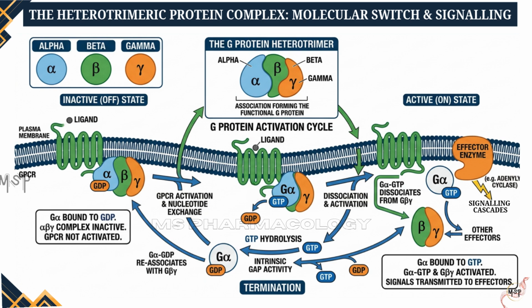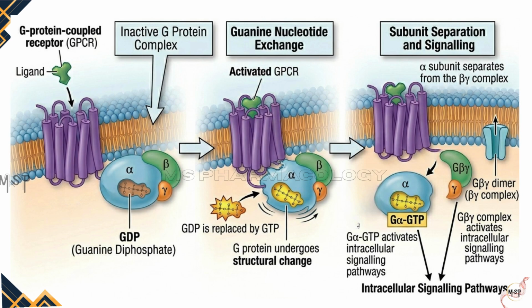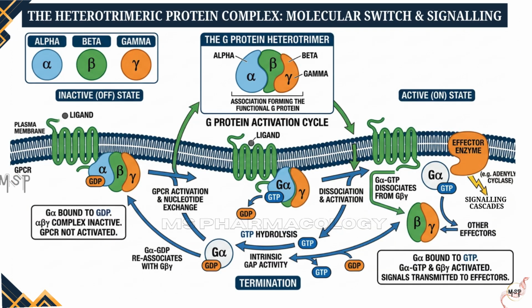This exchange acts like flipping a switch. GDP means off, while GTP means on. Once GTP binds, the G protein becomes active and undergoes a structural change. The alpha subunit separates from the beta-gamma complex, and both components can activate intracellular signaling pathways. Eventually, the signal is turned off when the alpha subunit converts GTP back to GDP, allowing the three subunits to rejoin and return to the inactive state.